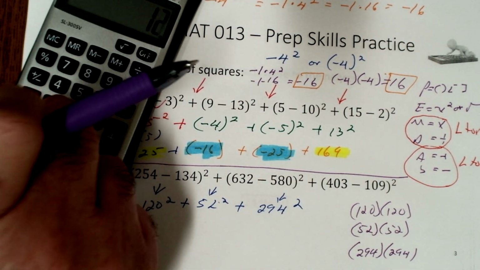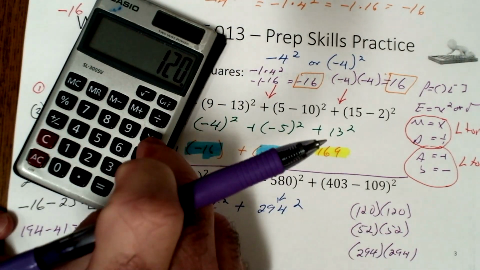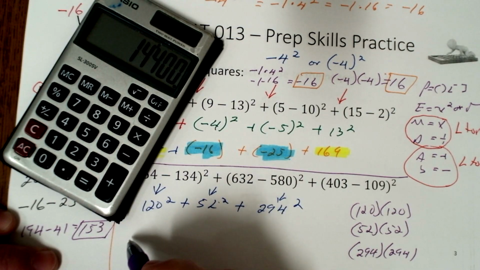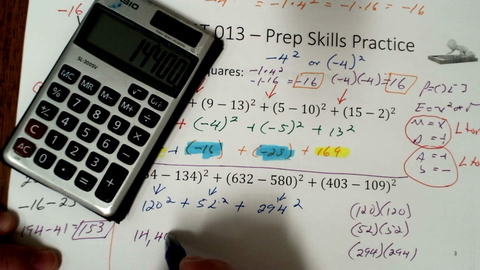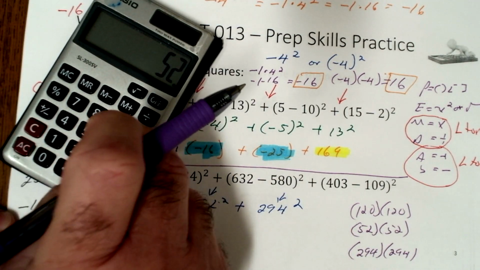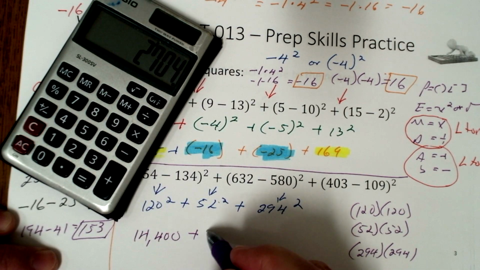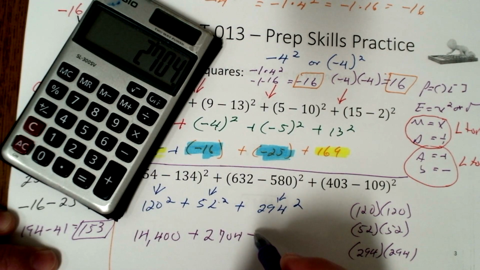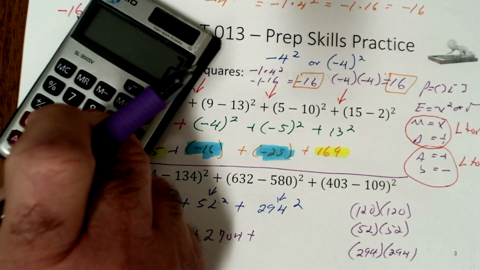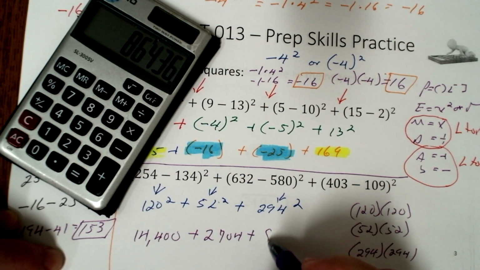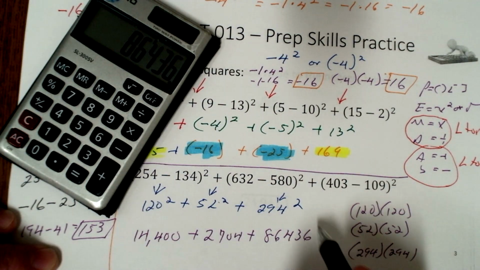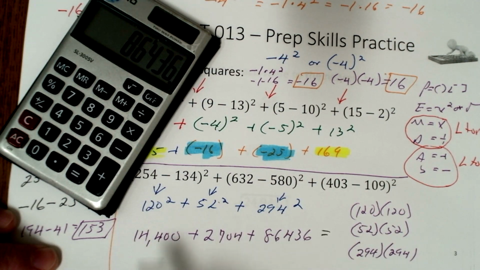Let's see, 120, even with a cheap calculator, times 120. Okay, so our first value here becomes 14,400 plus, what is 52 squared? Well, that's 52 times 52, which becomes 2,704 plus, what's 294 squared? Well, that's 294 times 294, which becomes 86,436. And remember, because addition is commutative, just like multiplication, the order we do it in doesn't matter.